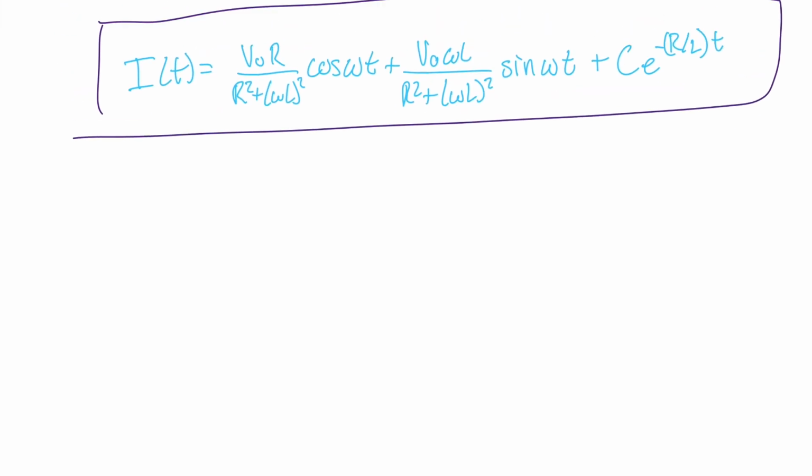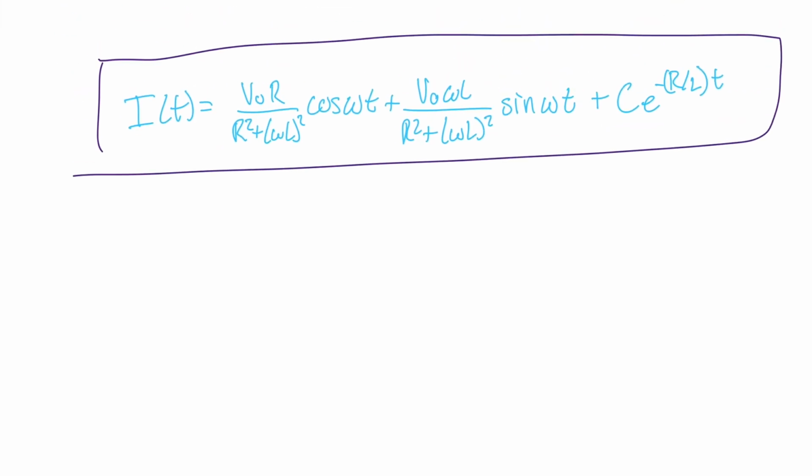But yeah, so that would be the answer to this differential equation when 1 over c is equal to 0 and V is equal to V naught times cosine omega t.